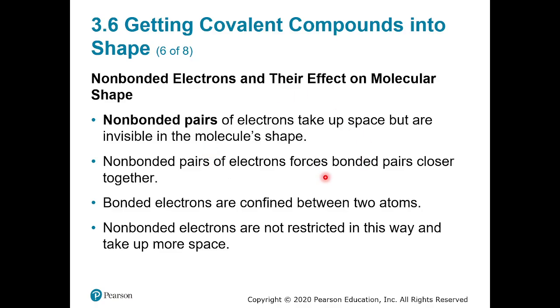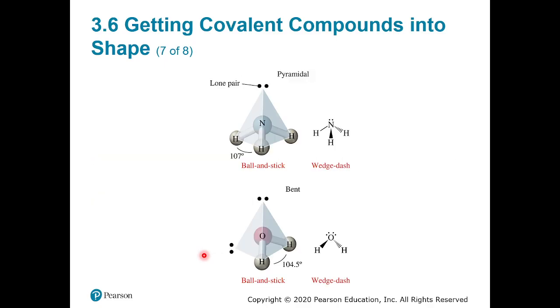The non-bonded pairs of electrons are going to force bonded pairs closer together. You'll actually see it squeezes all the other bonds in that shape because they take up a lot more space. Bonded electrons are going to be confined between two atoms. Non-bonded are not restricted, so they're going to be able to fill out and take up that extra space.